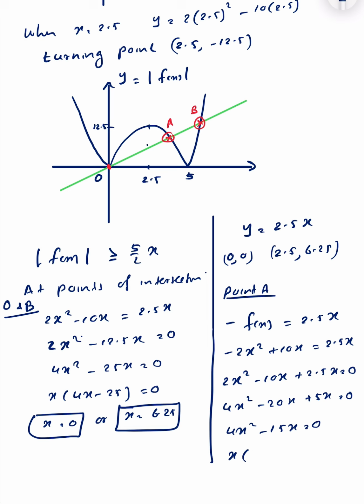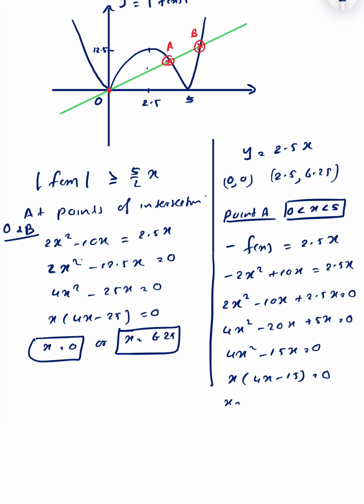x into (4x minus 15), and this is between 0 and 5. This inequality range should be between 0 and 5. That's where we reflected it. So that's 4x minus 15 equals 0. So x equals 0 or x equals 3.75. We don't take 0 because we've already taken that. So this is the third point, point A.